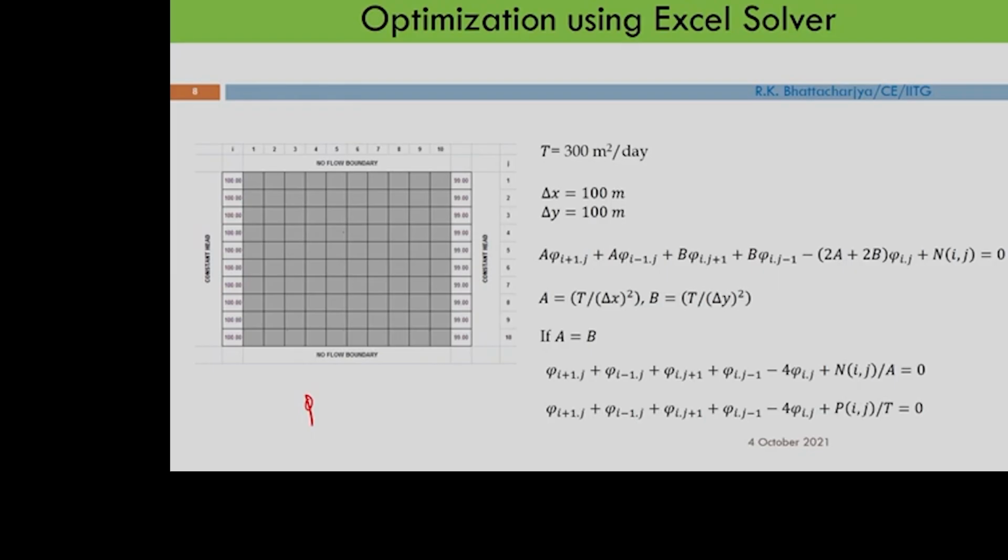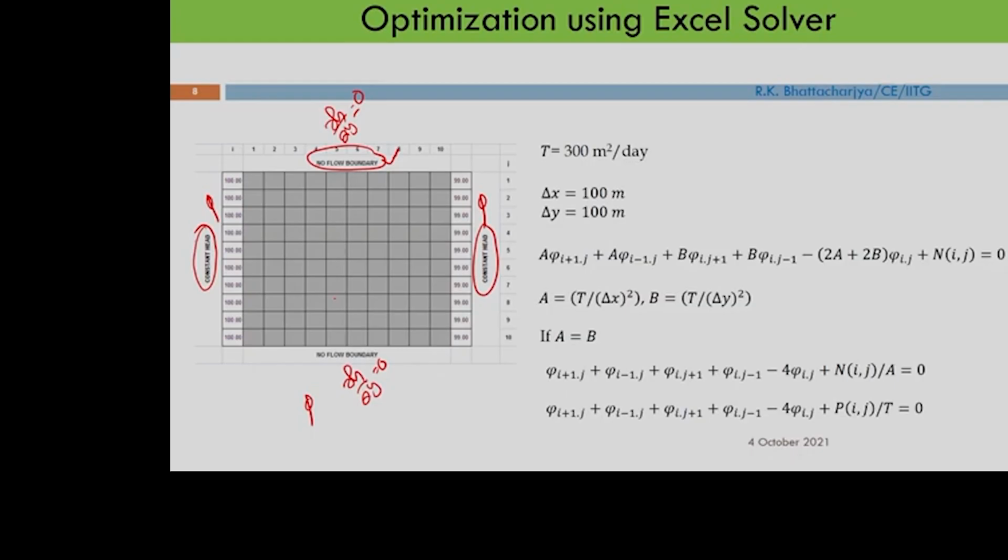This is the aquifer, and we have divided it into grids. On the left side this is a constant head boundary and we know the phi value here, and on the right-hand side this is also a constant head boundary, so we also know the phi value here. On this side this is a no flow boundary, that means the gradient del h by del y is 0, and here also del h by del y is 0. Okay, so we know this.